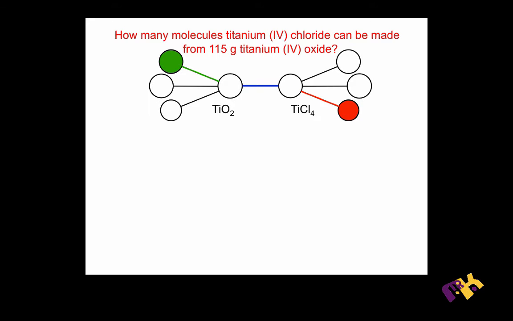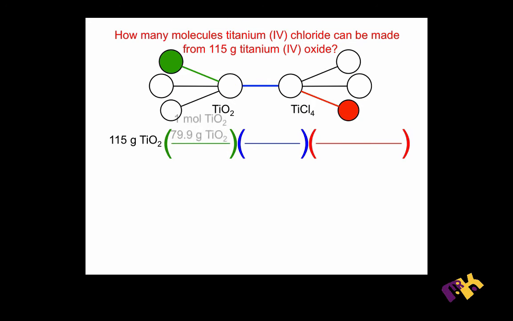So we're going to go from grams to moles of this original component, use the molar ratio from the balanced chemical equation to cross the bridge over to the other mole of titanium 4 chloride, and then convert it from moles into individual particles or molecules of it. So we always start with what we're given, 115 grams of titanium 4 oxide. If we want to go from grams to moles of it, we need to divide by its molar mass. Yep. So grams of titanium 4 oxide needs to go on the bottom, into moles of it on top.